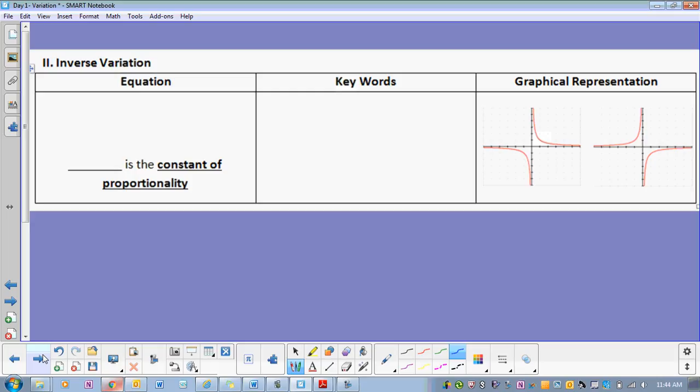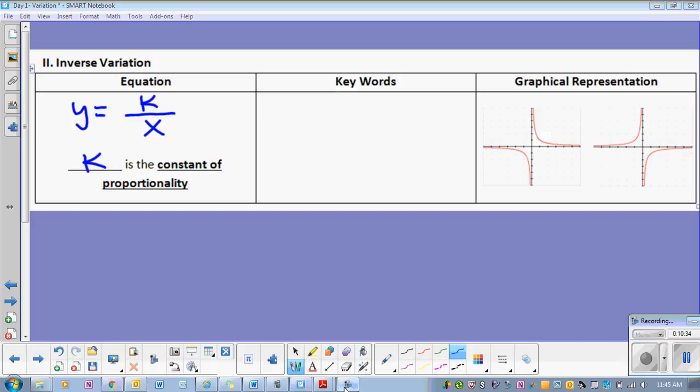All right, then let's look at the second relationship, an inverse variation. Well, inverse, the equation looks like this: y equals k over x. Okay, it's a fraction. That doesn't look pretty. And what is the constant of proportionality? K. That doesn't change. K for constant. So anyway, the keywords.